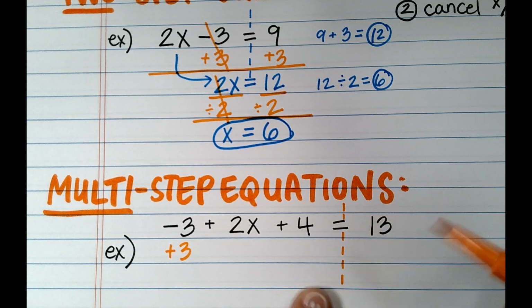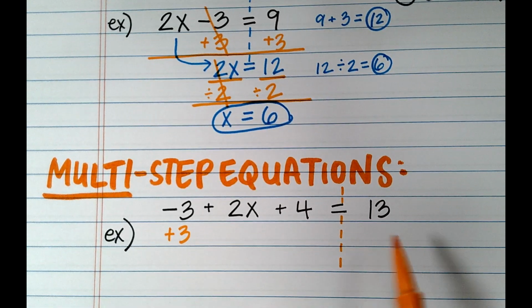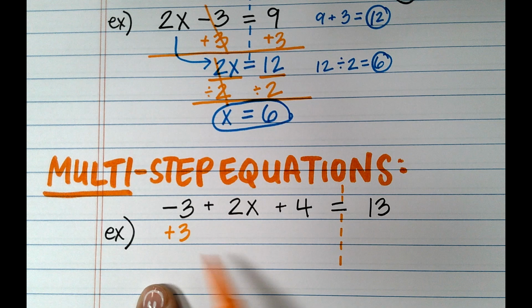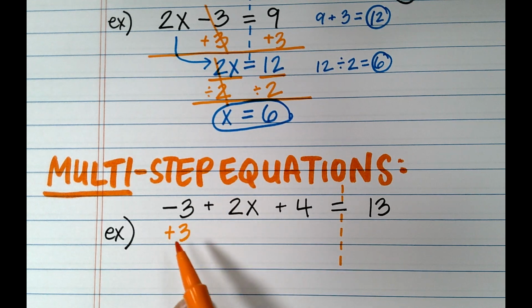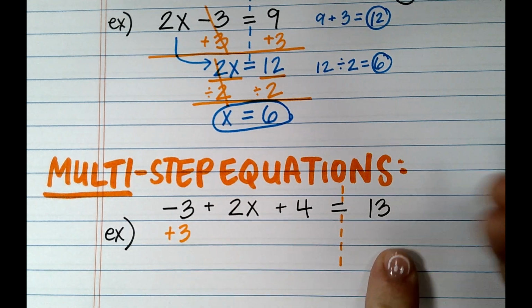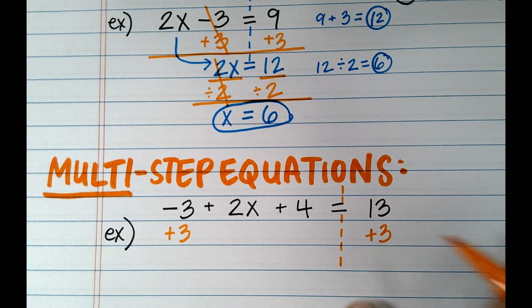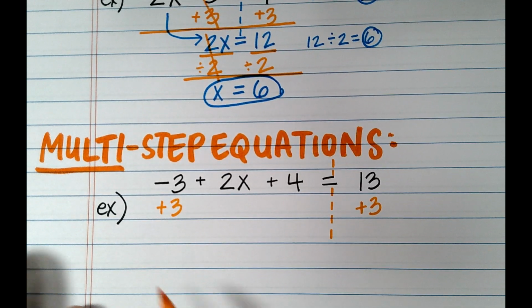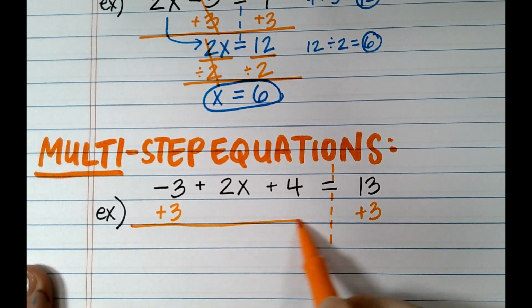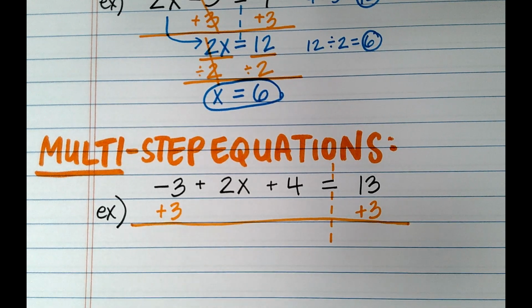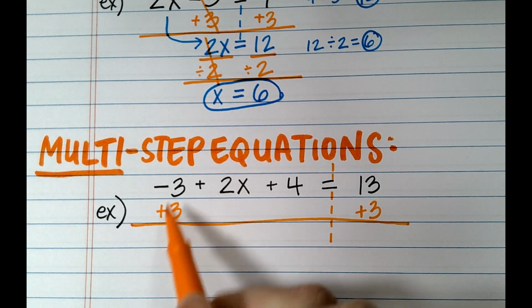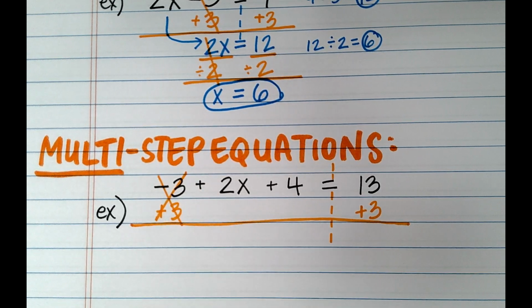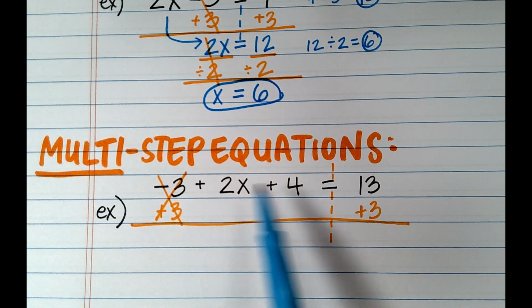Remember, the equal sign separates the 2 sides of my equation. I already did it over here. I already added 3. I have to do it on both sides. So we'll add 3 to 13 as well. And then I like to draw a big line right here to separate my steps. My 3's will cancel.